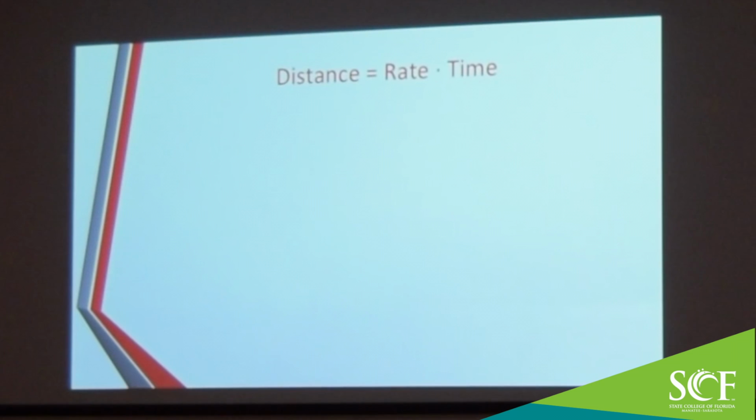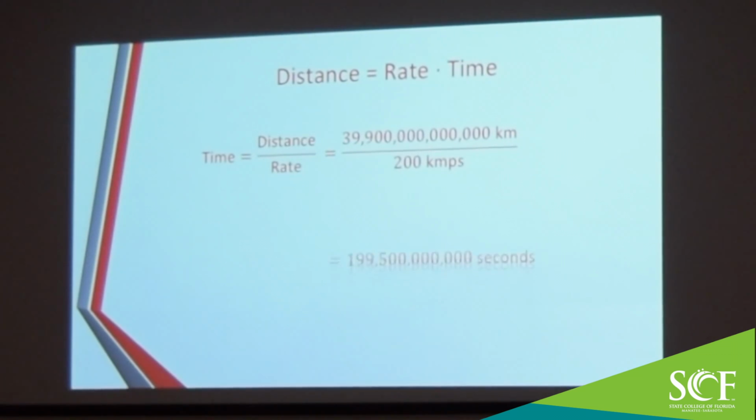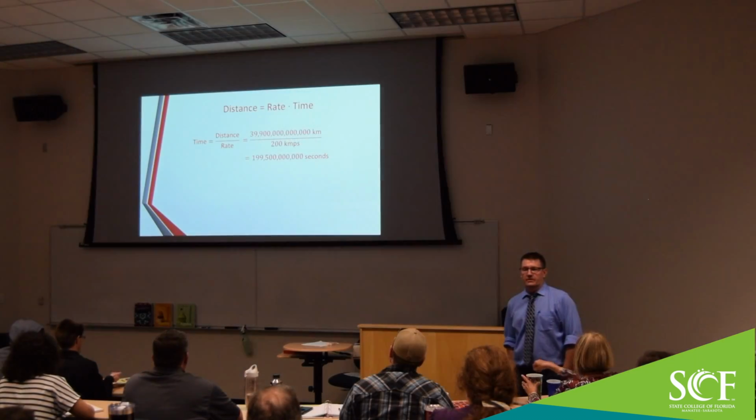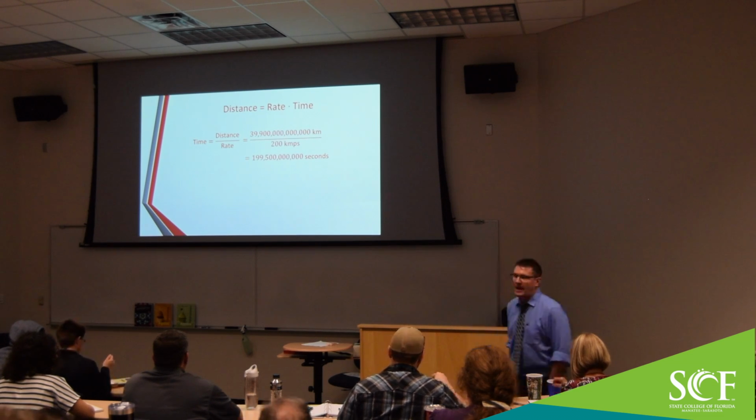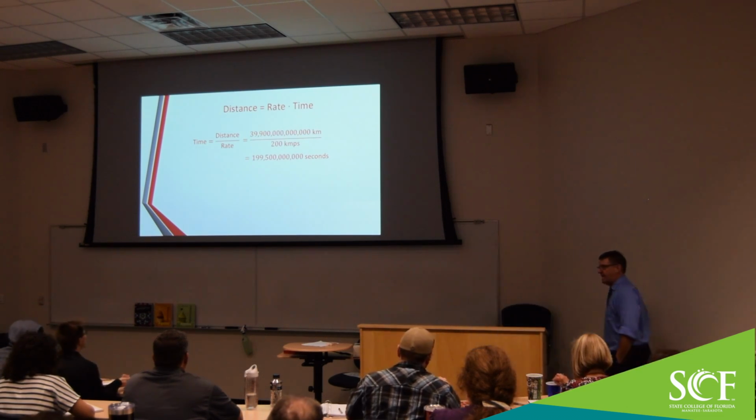So this is a problem you can do in any basic math class. You always work with the formula distance equals rate times time. And if you solve that, you get time equals distance divided by rate. We know the distance and we know the rate. That's not that hard to do without a calculator. And you look at it, it turns out to be a lot of seconds. That's hundreds, thousands, millions, that's 199.5 billion seconds.